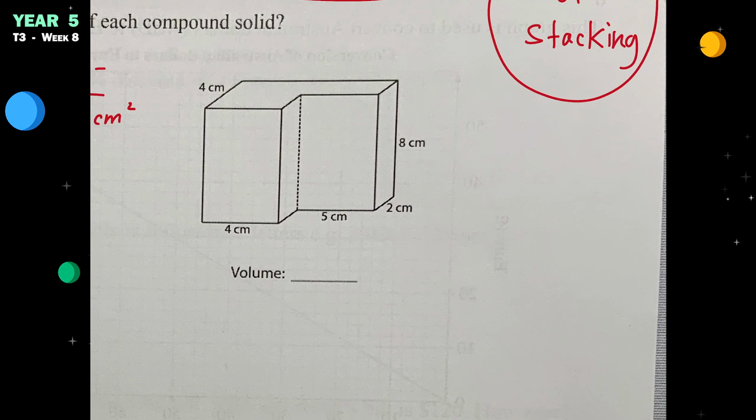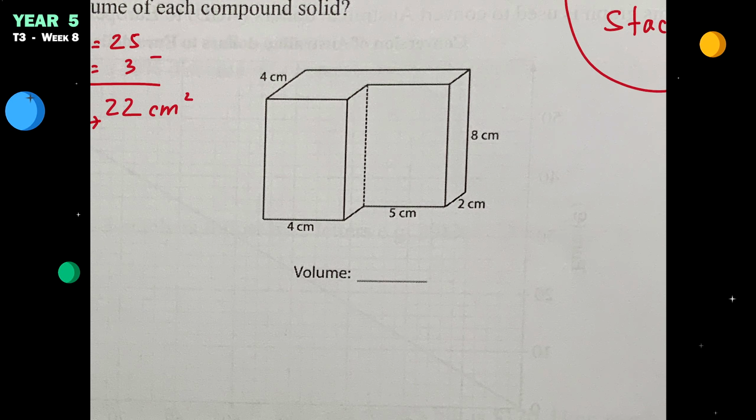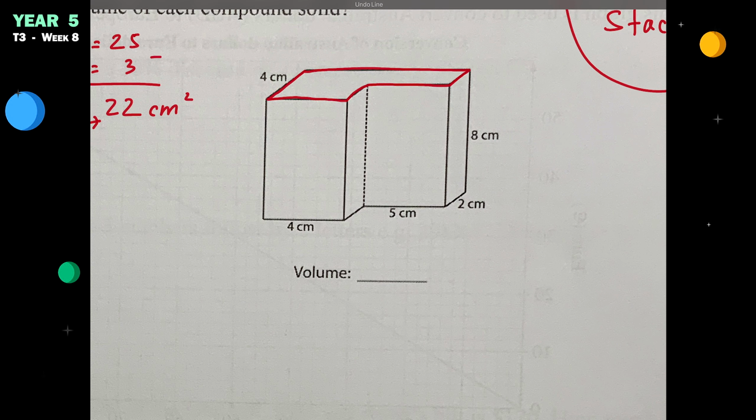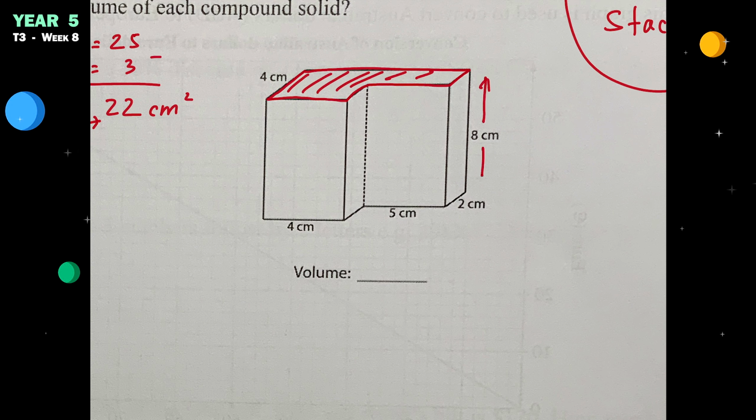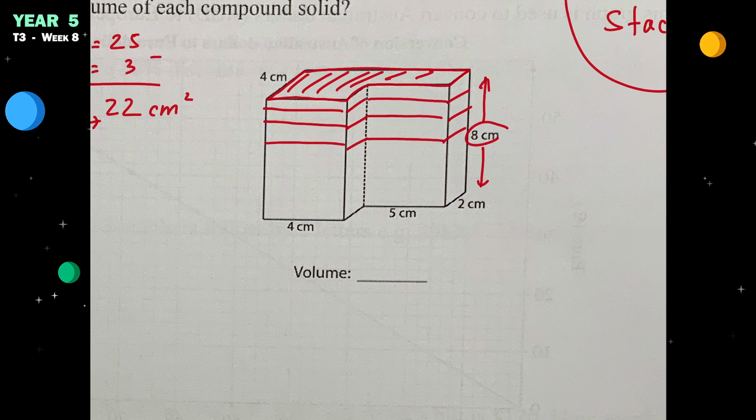Again, we're going to do the same thing. We're going to find the cross-section area. Which one is the cross-section area? The cross-section area is this shape here. Anyway, you find the area of that, times it by the direction of stacking, which is 8, because you're stacking it this way. You imagine you're cutting a bunch of them this way. And so you multiply by 8 and you should get the answer.